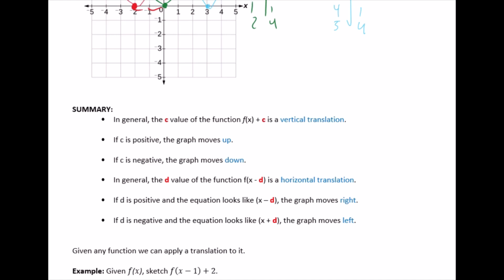Because if D is negative, it would be x minus negative D, and that would be x plus D. That's where this is coming from. And that's just due to the form of the equation being x minus d originally.